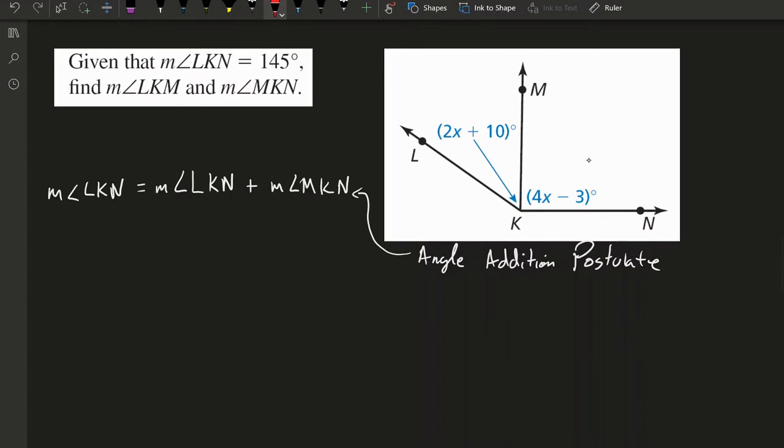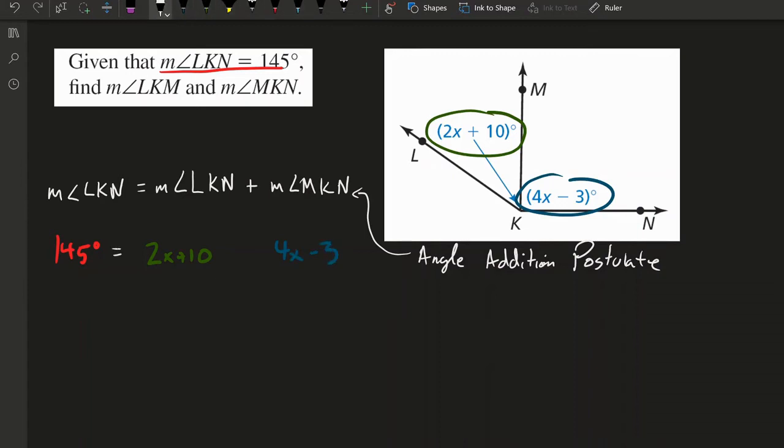Now I can look at these facts right here. LKN is 145 degrees, but then also I see that LKM from our diagram here is 2x plus 10, and MKN is 4x minus 3. So I can say 145 is equal to 2x plus 10 plus 4x minus 3. And the reason that I can do that is because of substitution.